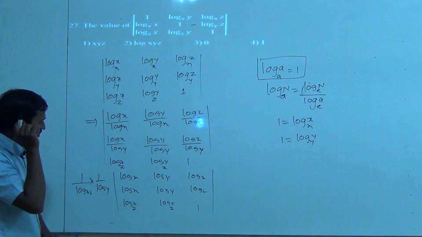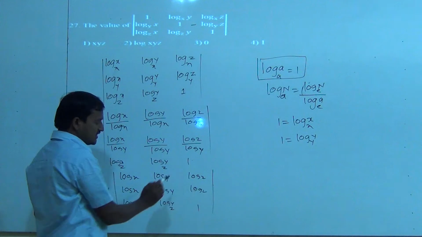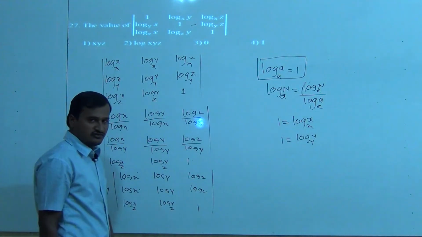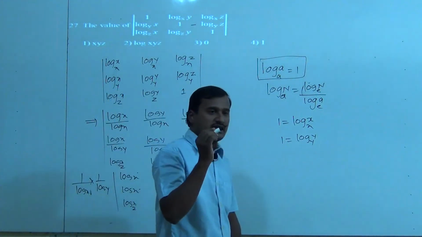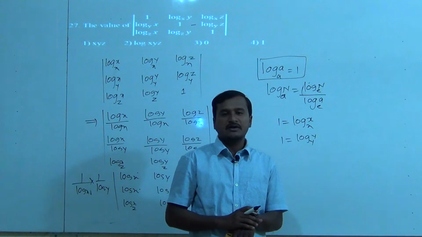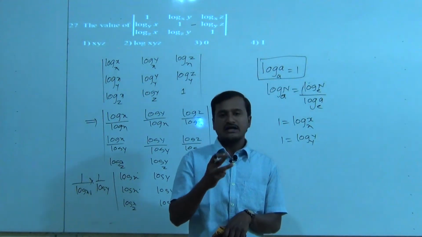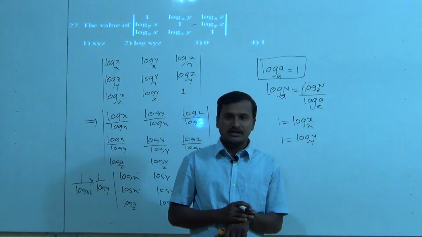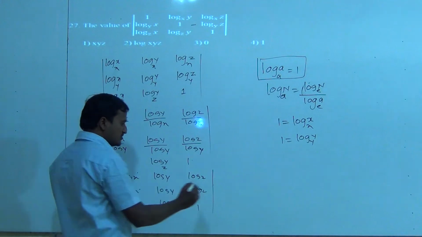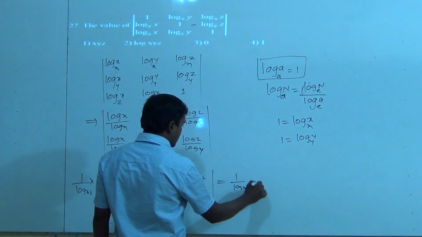Here you should observe log x, log y, log z. So here first row is identical with the second row, right? First row is identical with the second row. So you know the property of the determinant: in the determinant, if any two rows or columns are identical, then the value of the determinant becomes 0. So therefore clearly the value of this determinant becomes 0. So clearly 1 upon log x into log y into 0.